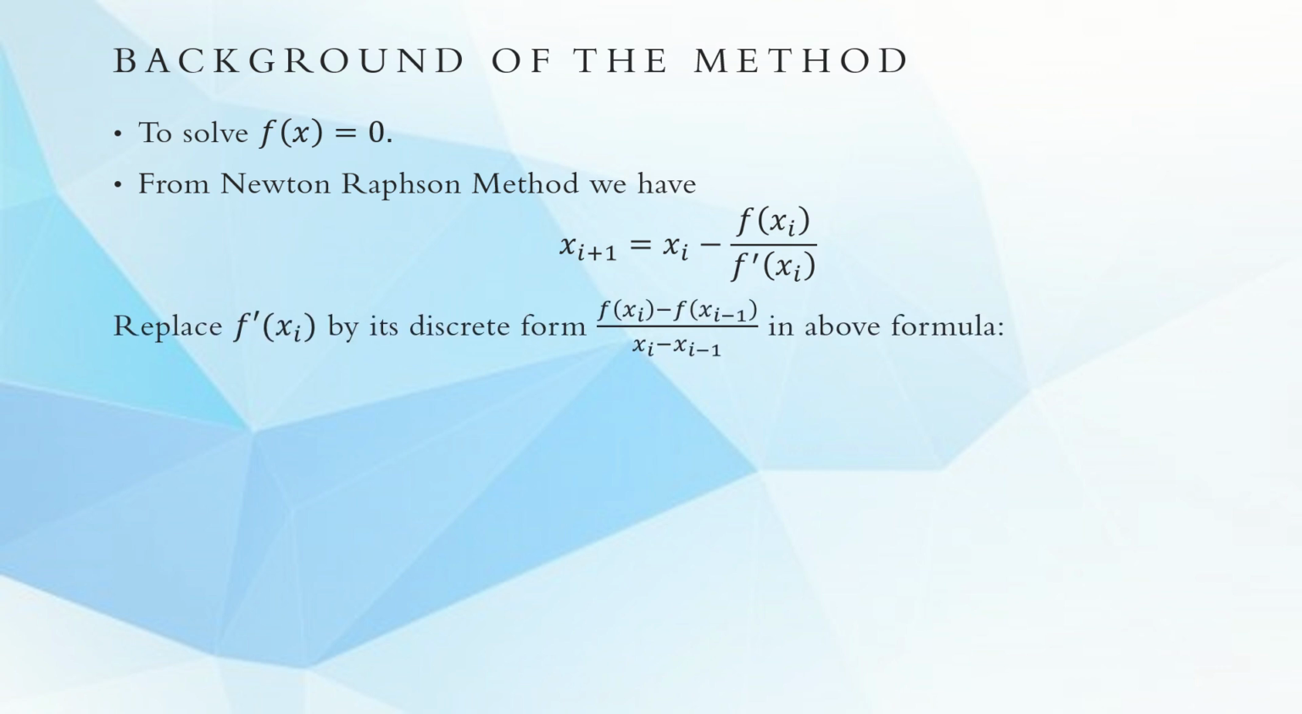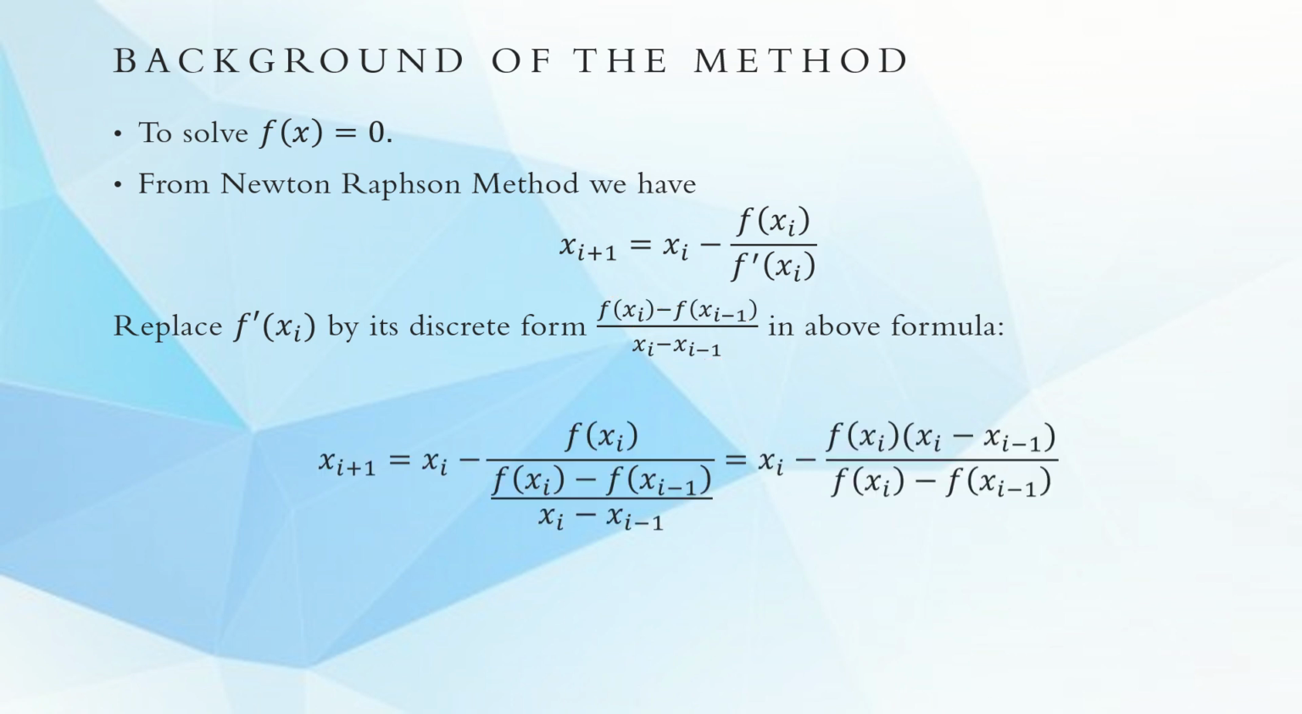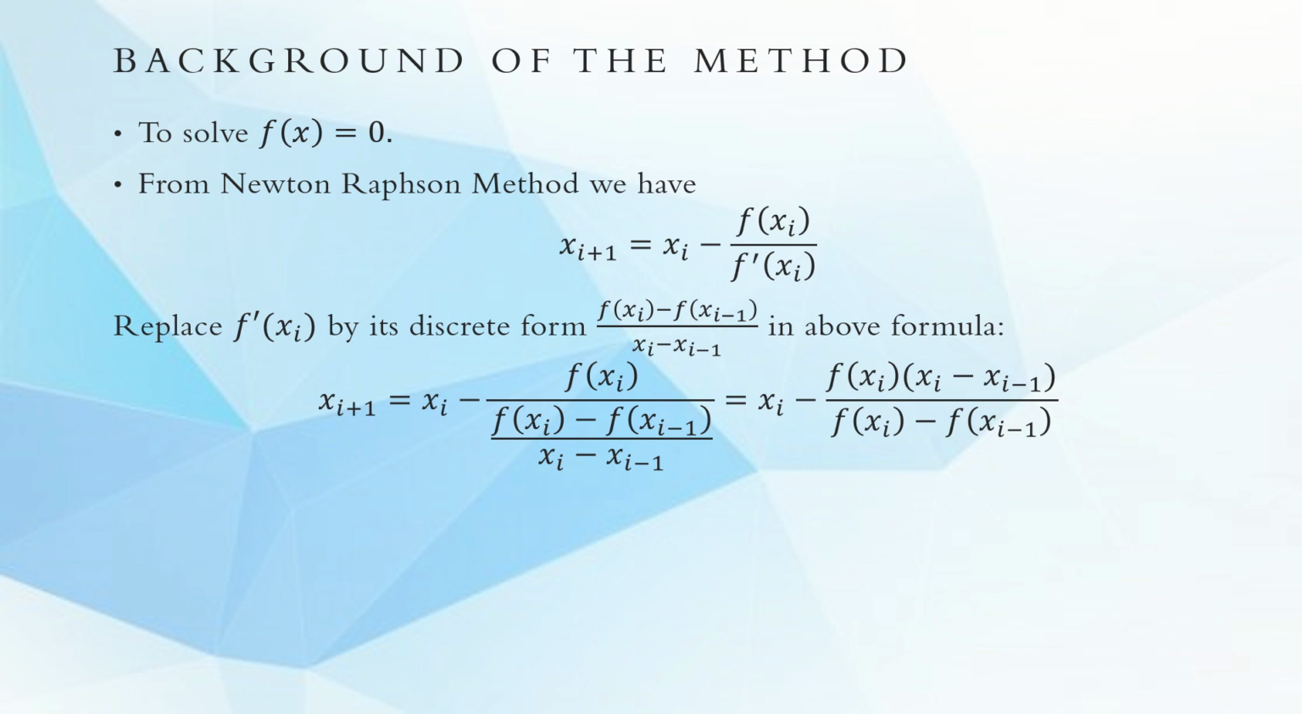Right, so you know the discrete form of the derivative f dash x i, that is given by f of x i minus f of x i minus 1 divided by x i minus x i minus 1. That's the discrete form of the derivative. So we may replace f dash x i in Newton-Raphson by this expression, and that will give you an expression like this: x i plus 1 is equal to x i minus f of x i divided by the value of f dash x i, which is given here.